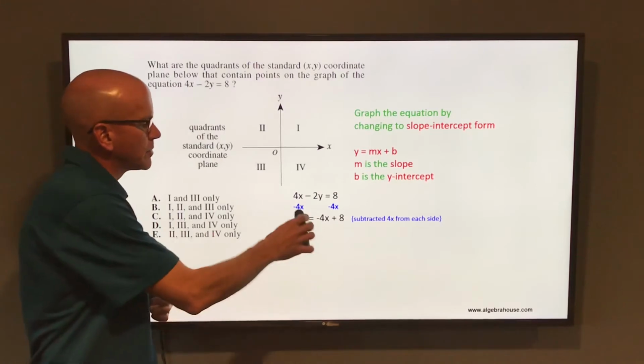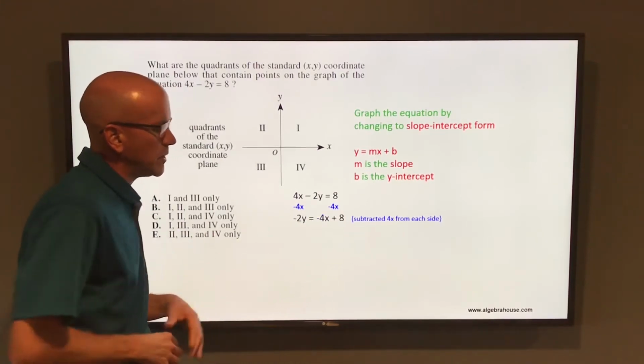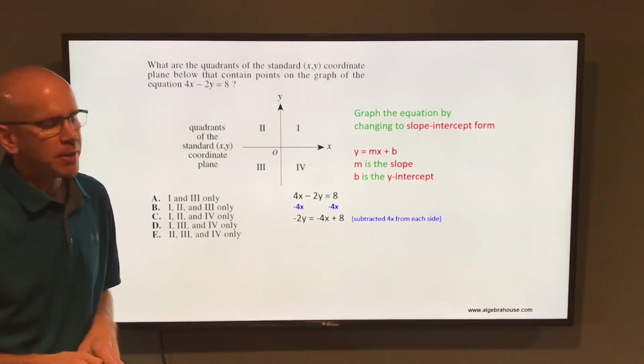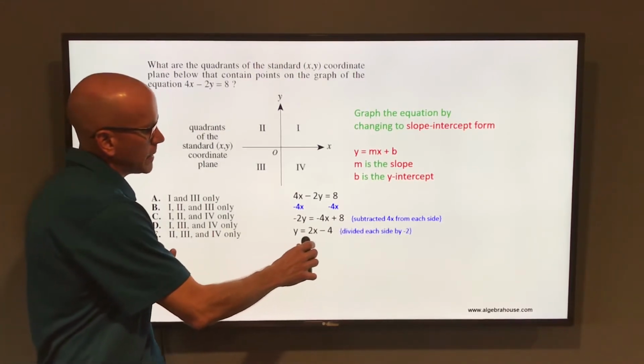4x minus 2y equals 8. To get this in slope-intercept form, subtract 4x from each side. If you do that, you end up with negative 2y equals negative 4x plus 8. And then divide each side by negative 2, y equals 2x minus 4.